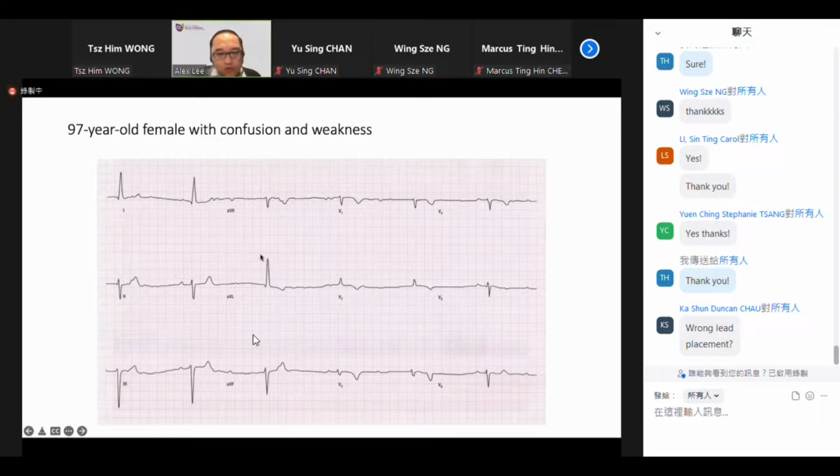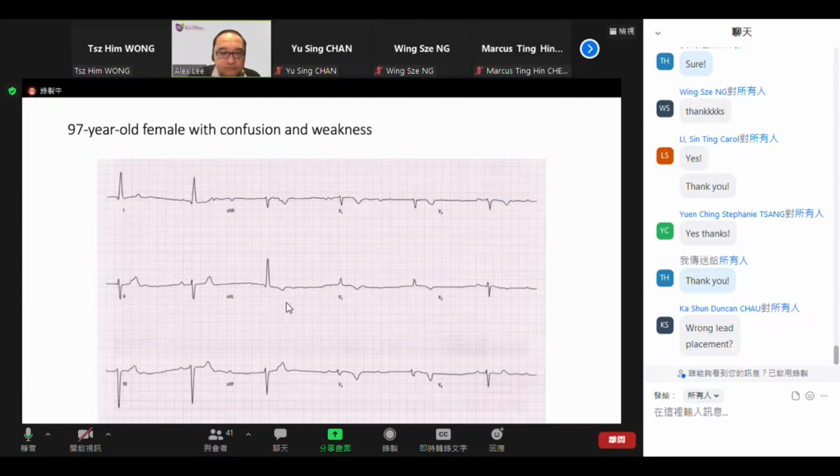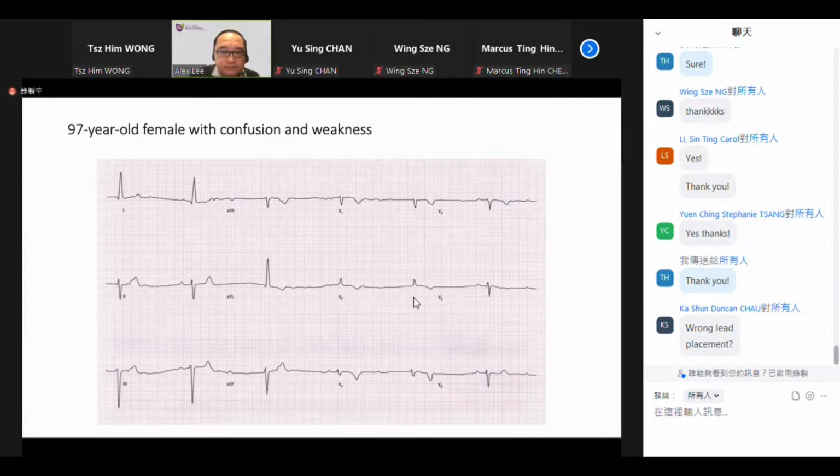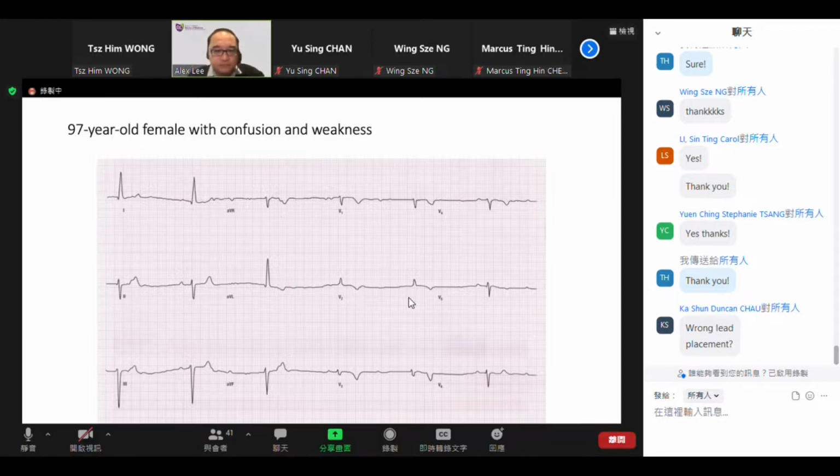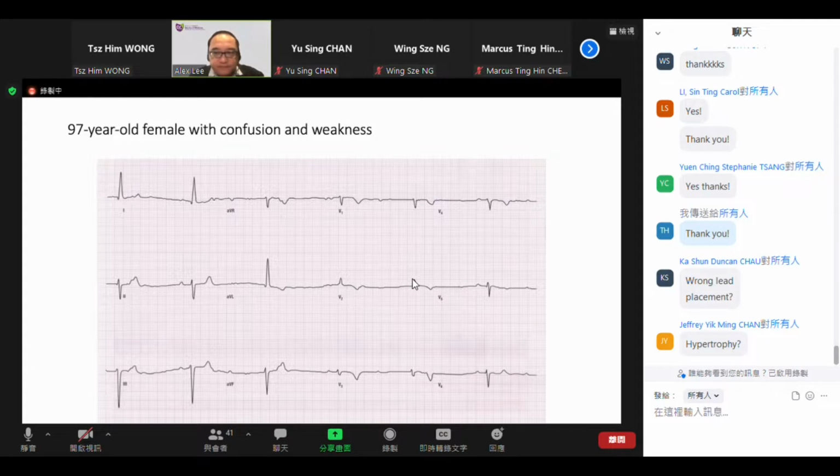Mm-hmm. What about with amplitude? Very high. Okay. What does it suggest? High amplitude, tall amplitude in AVL. How many volt is there? Millivolt. How many small square there? Okay, excellent. What do you think is the diagnosis?